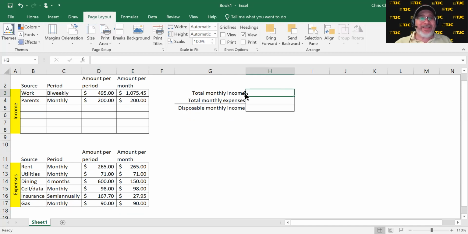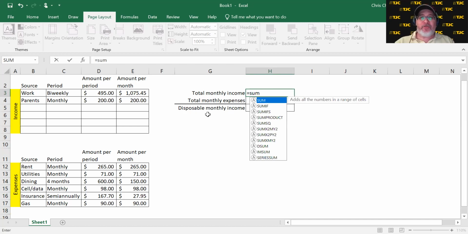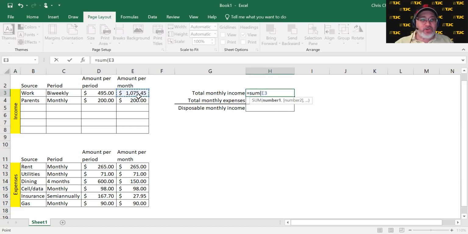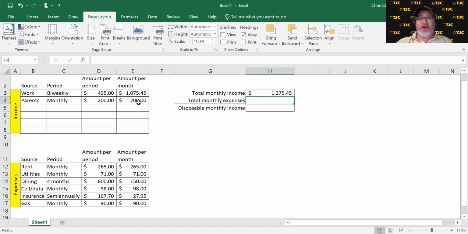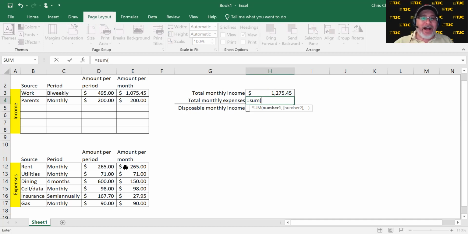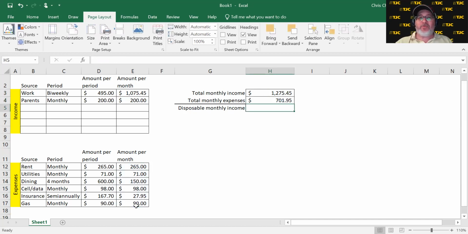For the total monthly income, I need to add these two guys. There's a real easy way to do that. Go to where you want it, type equals, and you can type the word sum, open parentheses, highlight the numbers you want to add, close parentheses, and press equals. There's our monthly income. Our monthly expenses, same things. I'm going to go where I want it right here, type equals, sum, open parentheses, highlight my amounts per month, close parentheses, and press equals.